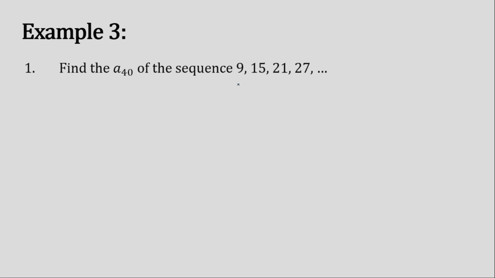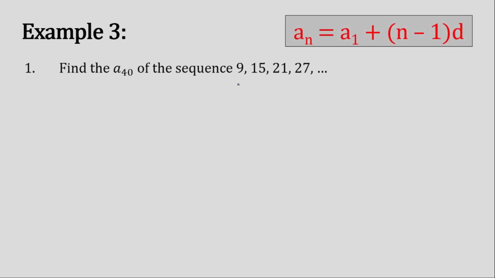Now let's remind ourselves of the formula: a sub n is equal to a sub 1 plus the quantity n minus 1 multiplied by d. So now let's enumerate the given. As we see, we have 9 as our first term, and a while ago we solved for the common difference, which is 6.